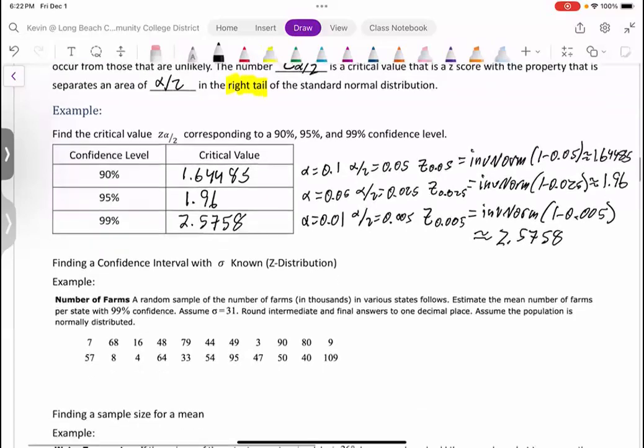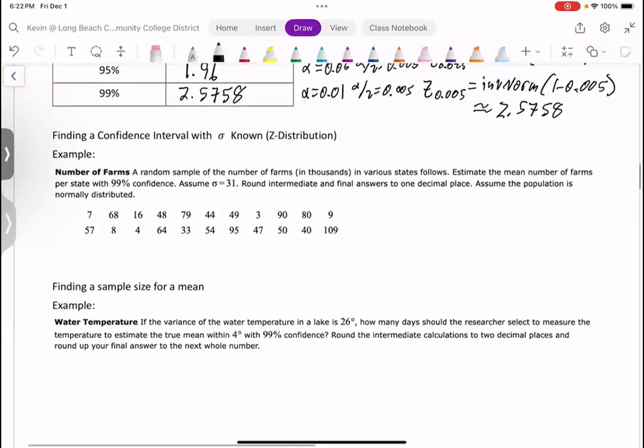All right, let's get to our first confidence interval. Finding a confidence interval with sigma known, so this is, again, a z distribution. Number of farms. A random sample of the number of farms in thousands in various states follows. Estimate the mean number of farms per state with a 99% confidence. And here's the big key. We're going to assume that sigma is 31.